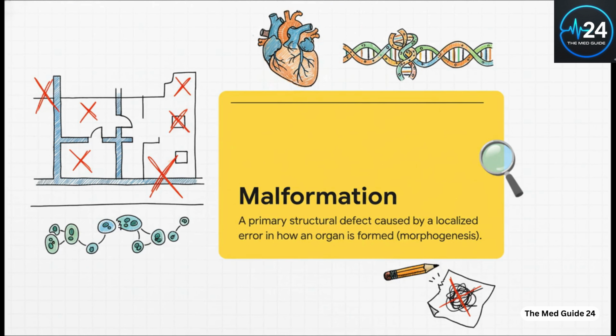First up, we have malformation. This is what you'd call a primary structural defect. The best way to think about it is like this. Imagine there's a mistake in the original architectural blueprint for a building. The error happens right at the very beginning of the process when an organ is first being built.